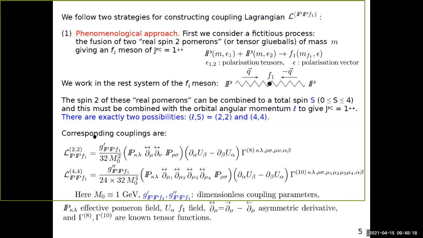look as follows. So here M0 is introduced for dimensional reasons, and is 1 GeV. G prime and G double prime are dimensionless coupling constants. These coupling constants should be fitted to experimental data. Here are the effective Pomeron fields, P kappa lambda and P rho sigma, with two asymmetric derivatives between, corresponding to orbital angular momentum 2. And this is the field strength tensor of the F1 meson. And the tensorial functions gamma 8, gamma 10 are known.